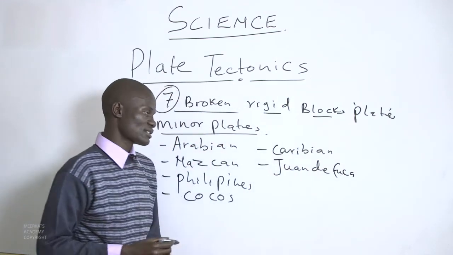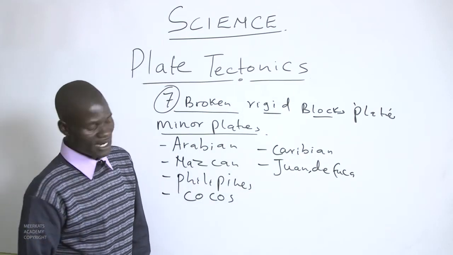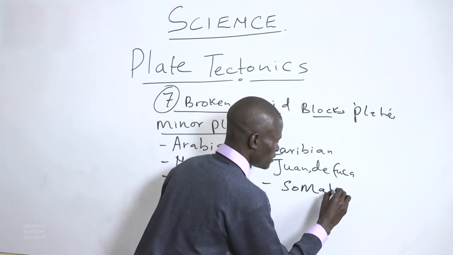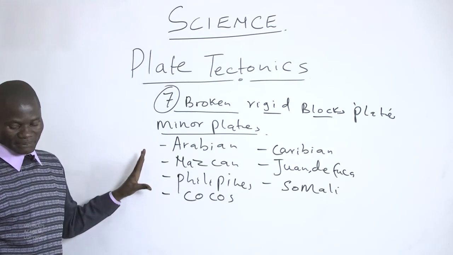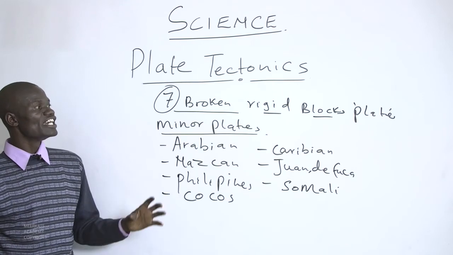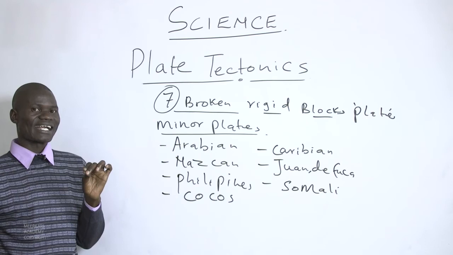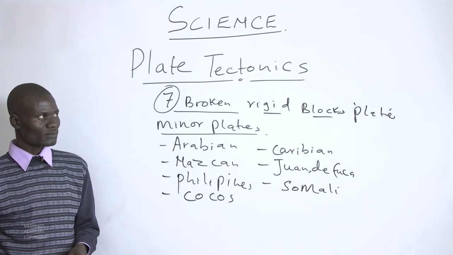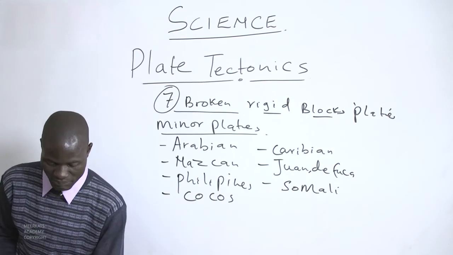We have another plate that is known as Juan de Fuca. And lastly, we have the Somali Plate. These are other several minor plates that are formed alongside the 7 known plates that we know. These plates are in constant motion. This is what plate tectonics speaks about.